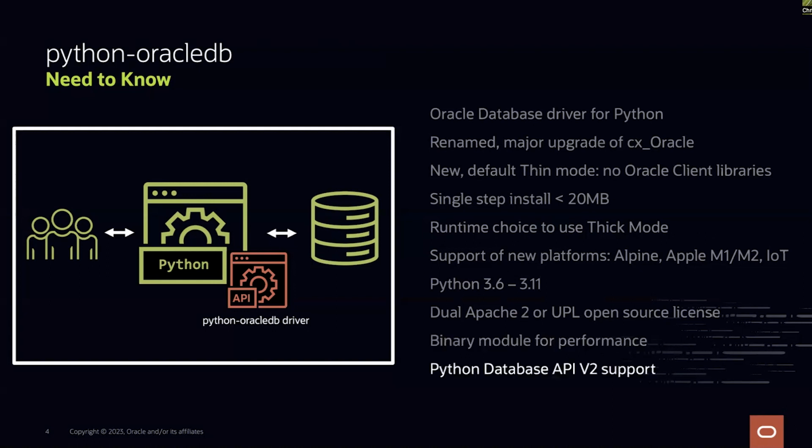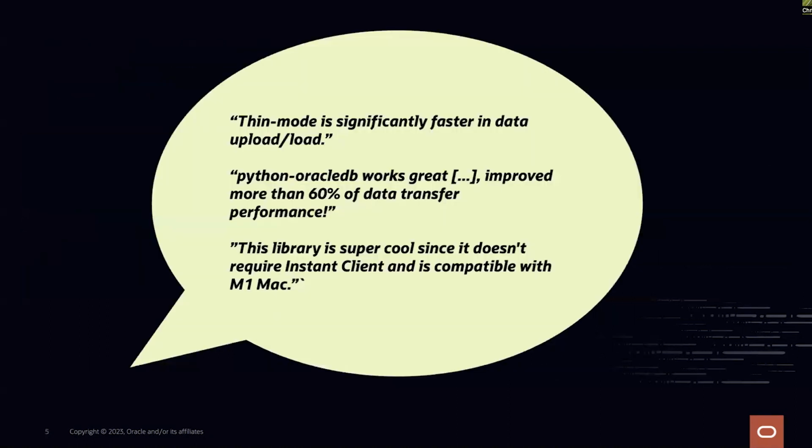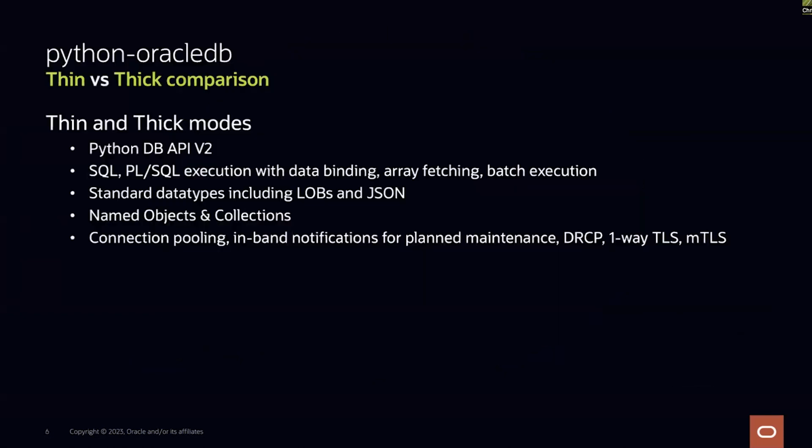And the key thing is it has this Python DB API v2 support. Makes it really usable in frameworks. So those are the take-home points if you need to know anything. The thin mode, without Instant Client, without Oracle client libraries, is faster because it's better integration with the runtime. And users are really happy with it. Just that quick install, ready to go.